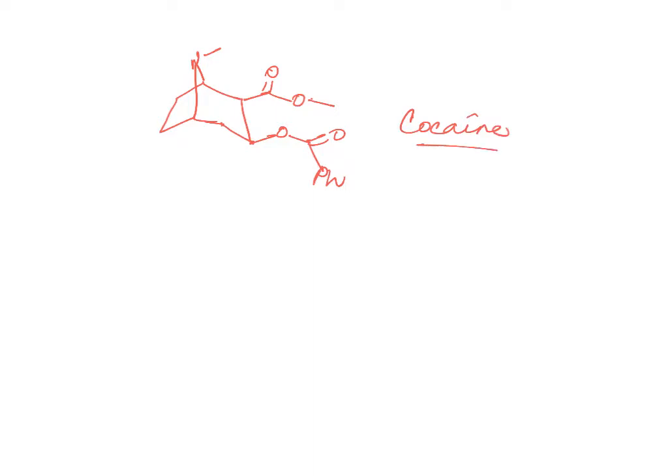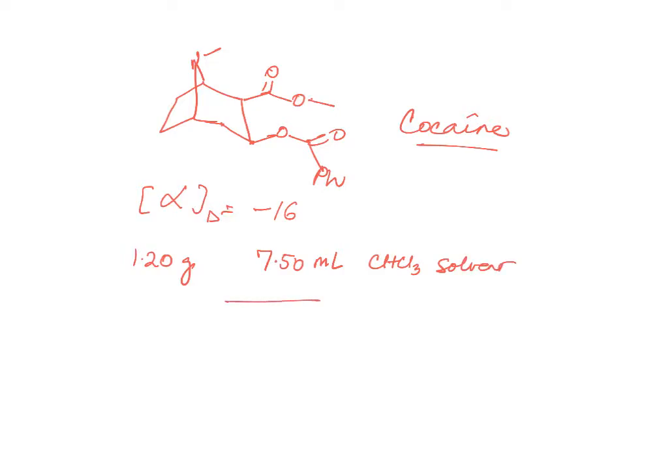And it has an alpha of negative 16. The specific rotation is negative 16. So 1.20 grams of the sample was dissolved in 7.50 grams of chloroform. So that's my solvent. And it was placed in the tube, which has a path length of 5 centimeters.